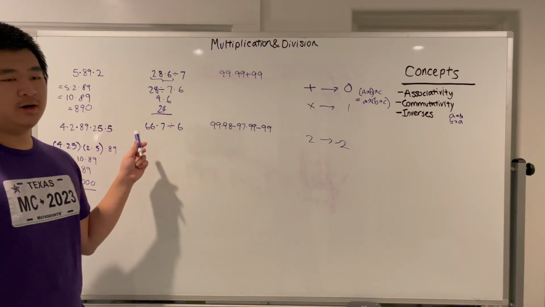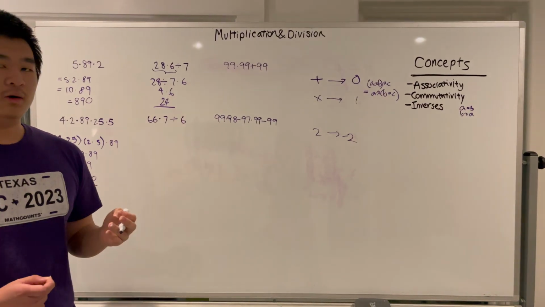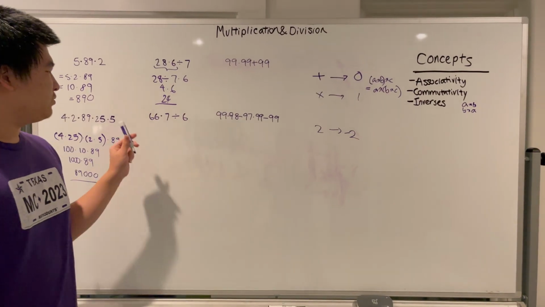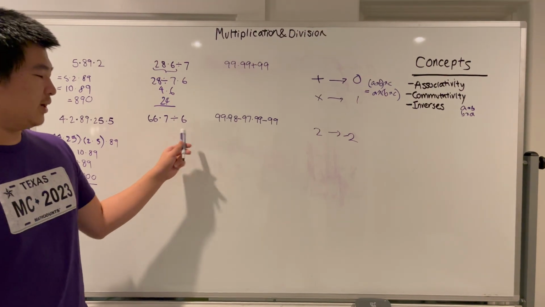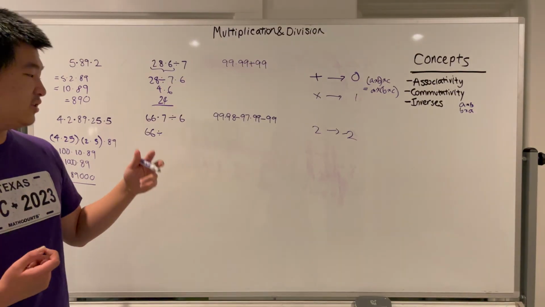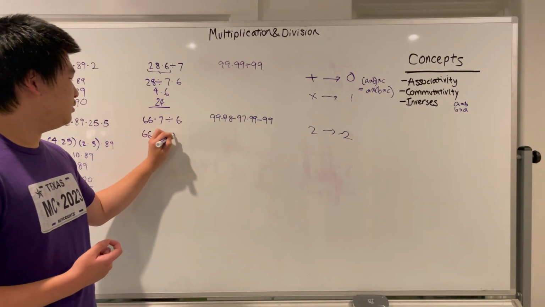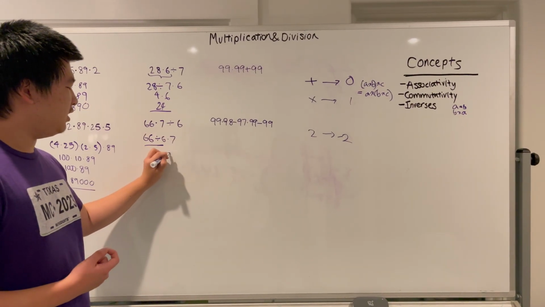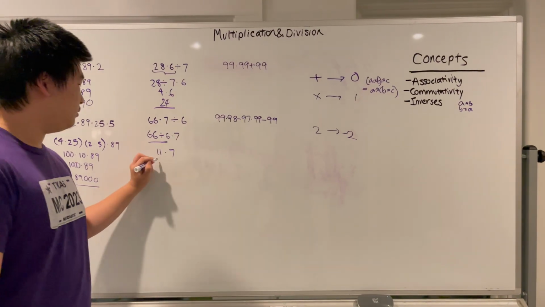Alright, it's a pretty similar idea with this question. We're just going to reorder the multiplication and division again. Because we noticed that 66 is divisible by 6. So we can just say this is equal to 66 first divided by 6 and then times 7. And this is just 11 times 7, which is 77.